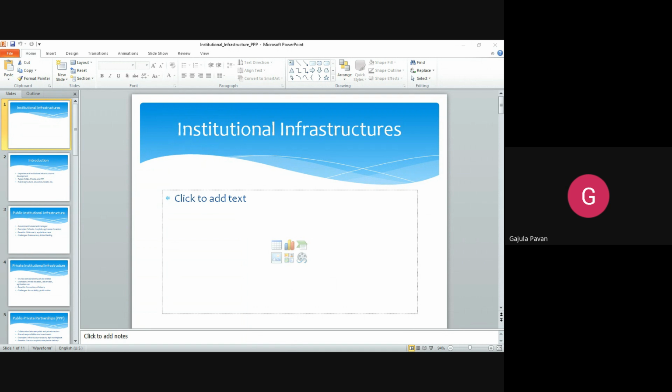Next is the private institutional infrastructure, that is owned and operated by private entities. Some examples are private hospitals, universities, and agribusiness. And next is the benefits: innovation and efficiency. Private individuals and private institutions are always looking at innovation and efficiency, both. So that is the main importance of private institutional infrastructure.